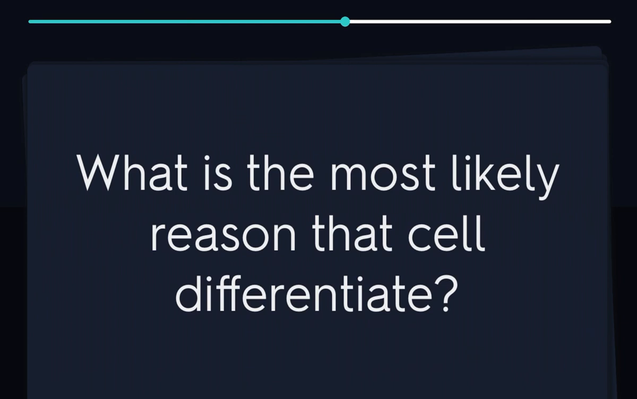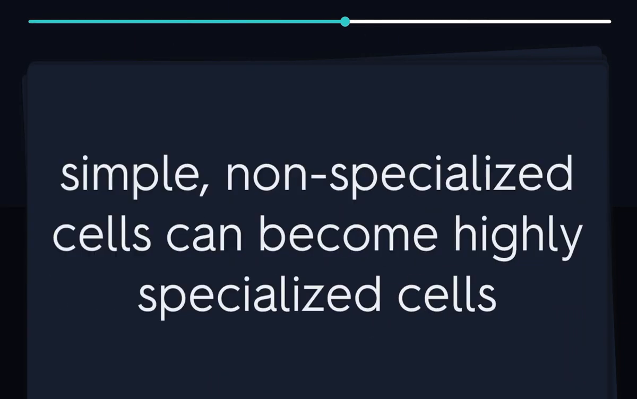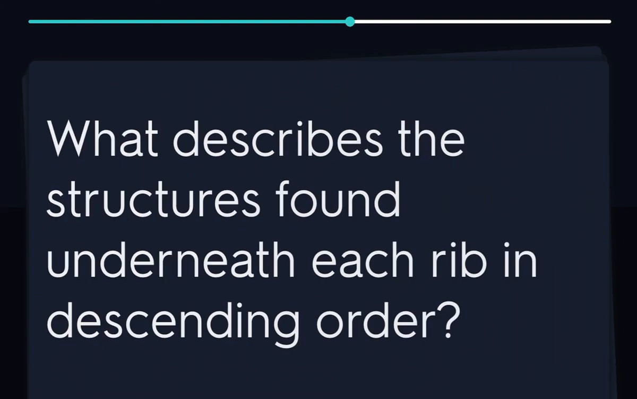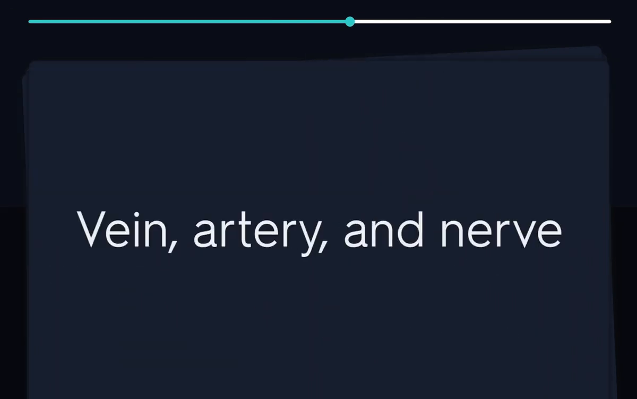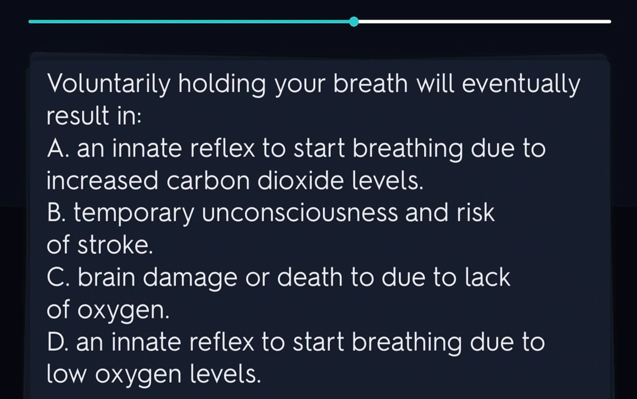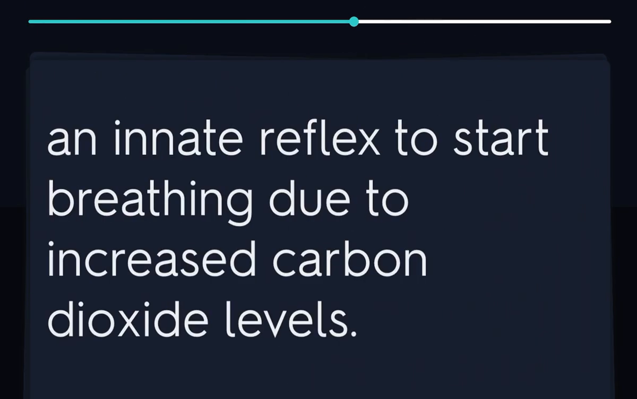What is the most likely reason that cells differentiate? Simple, non-specialized cells can become highly specialized cells. What describes the structures found underneath each rib in descending order? Vein, artery, and nerve. An innate reflex to start breathing due to increased carbon dioxide levels.